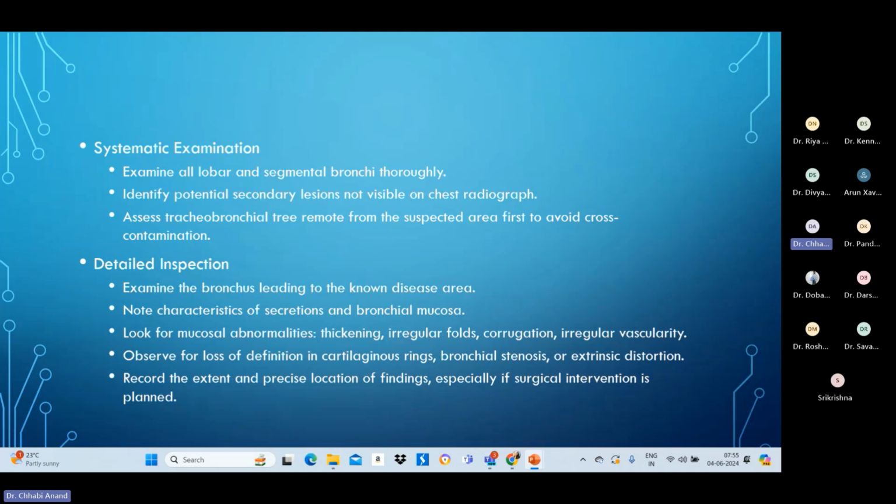Then we'll do detailed inspection. We'll examine the bronchus leading to the known disease area. We have to notice the characteristics of secretion and bronchial mucosa. Look for mucosal abnormalities, like any thickening, irregular fold, corrugation, irregular vascularity. Observe for loss of definition in cartilaginous rings or any bronchial stenosis or extrinsic distortion. Record the extent and precise location of findings, especially if surgical intervention is planned.